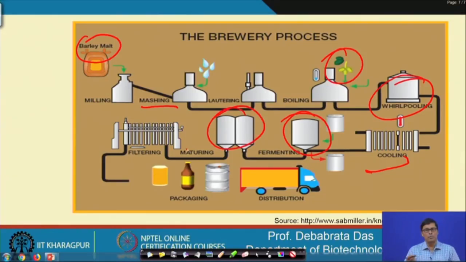Why is the maturation process required? Because during the fermentation process, though we are targeting alcohol production, besides the alcohol it produces some trace amount of organic acid. This organic acid gives a harsh flavor, so if you keep it for some time, this acid and alcohol make an ester, so the harshness will go. Then we do the filtration here to remove the suspended material, then we put it in cans, bottles or barrels, and sell it in the market.